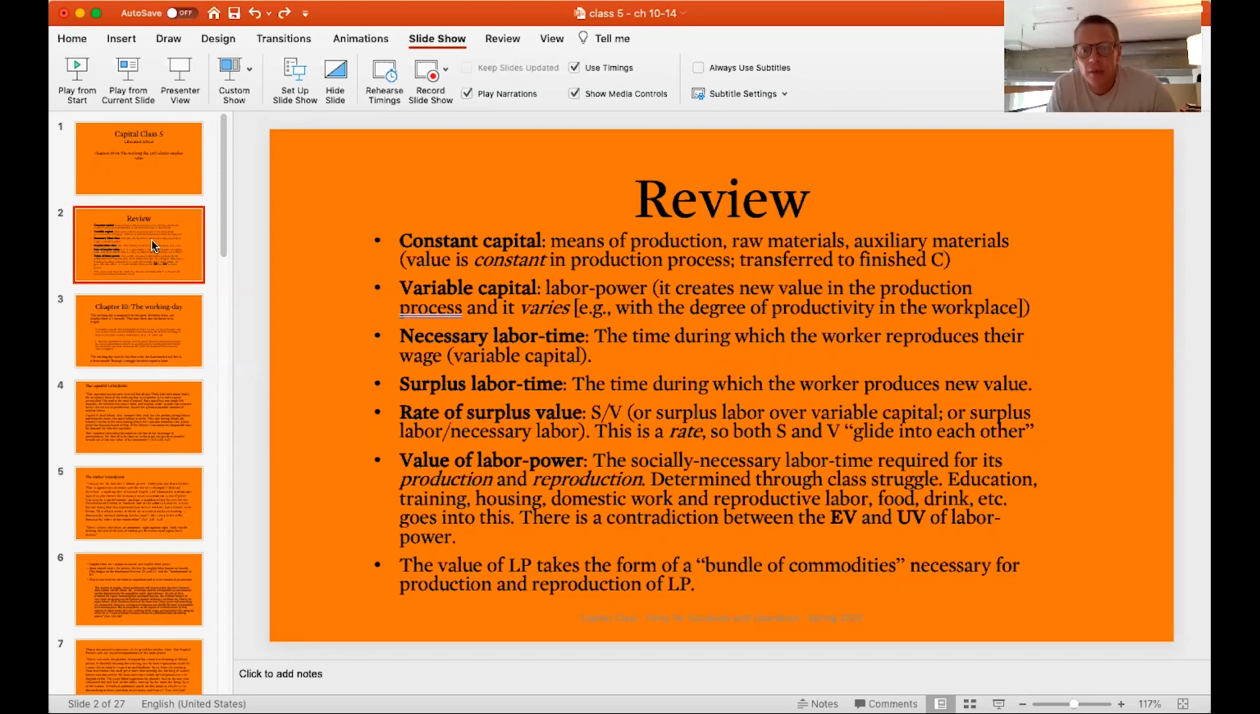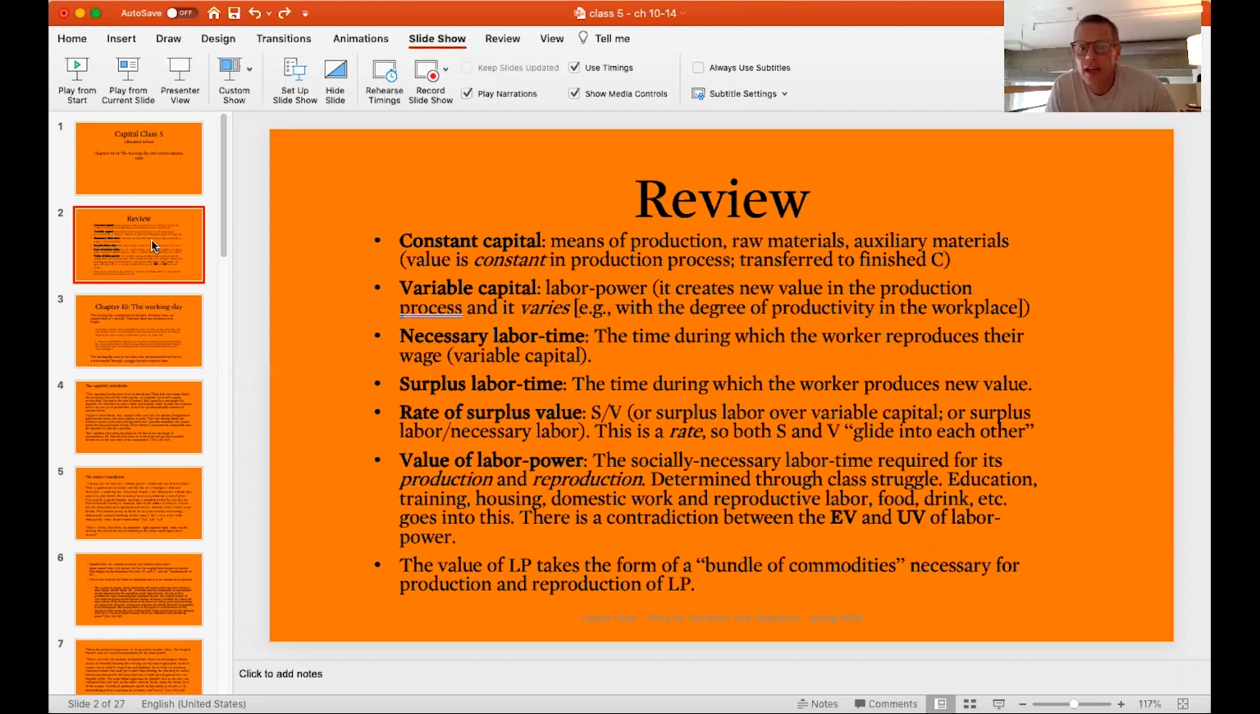The value of labor power is the socially necessary labor time required for the production and reproduction of the worker, and this is determined largely through class struggle. So education, training, housing, domestic work, reproductive labor, food, drink, all these things go into this. And there's a contradiction between the exchange value and the use value of labor power, which is what a lot of the discussion in the working day hinges upon.